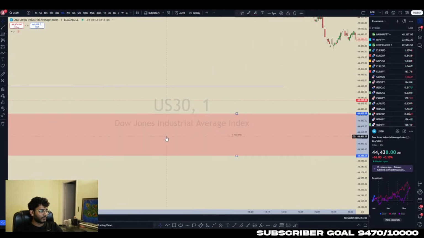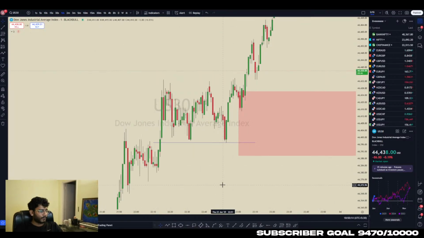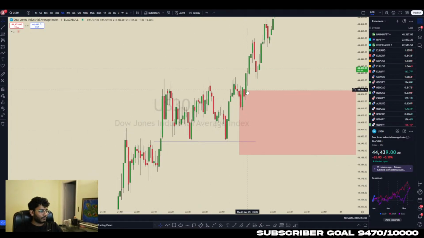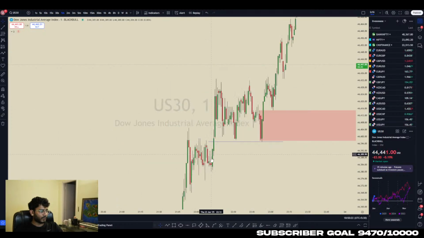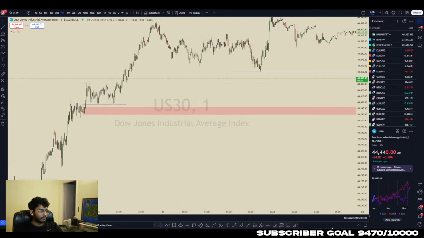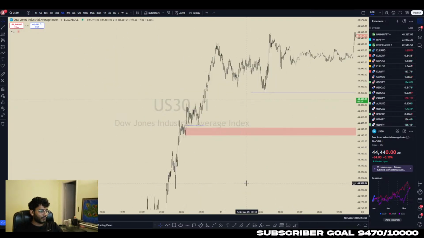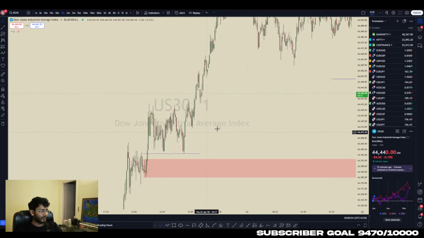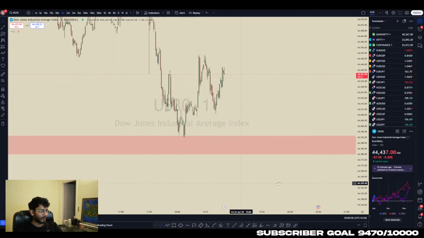Let's go to 1 minute. I think it will be more clear in 1 minute. This is not mitigated, but it has also not induced. I think price tapped this area. Maybe, let's see. Yes, right, because there was no inducement over here. Price just created equal lows over here, and this was the imbalance. So price tapped this area.